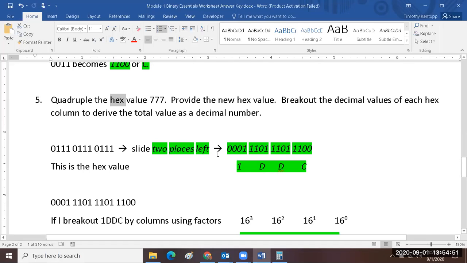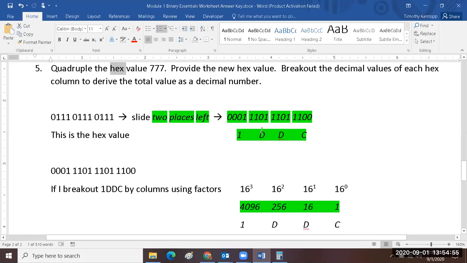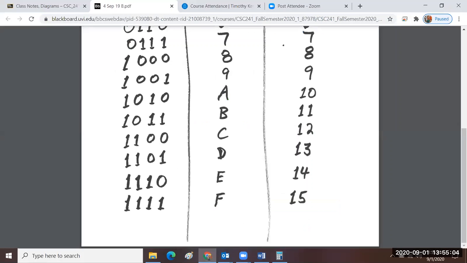I want you to understand where this is coming from, and I want you to be able to work either way. If you get a value like this, I'm going to say on your assessment, what's 1101 in hex? And you should be able to go, okay, I had to memorize that. 1101 is D as in dog, right? If it's hard to remember that stuff, just remember there are patterns.